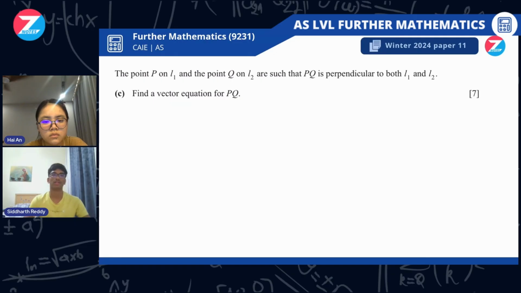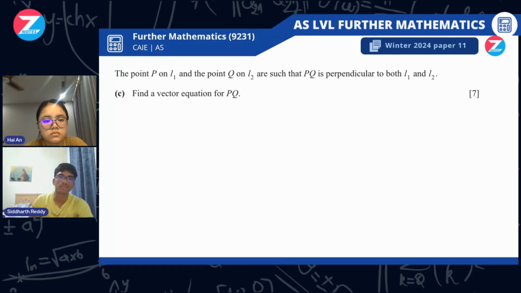This is finally the last part. The point P on L1 and the point Q on L2 are such that PQ is perpendicular to both L1 and L2. Find a vector equation for PQ. Even though it's a 7 mark question, it's a pretty easy question. So let's do it.